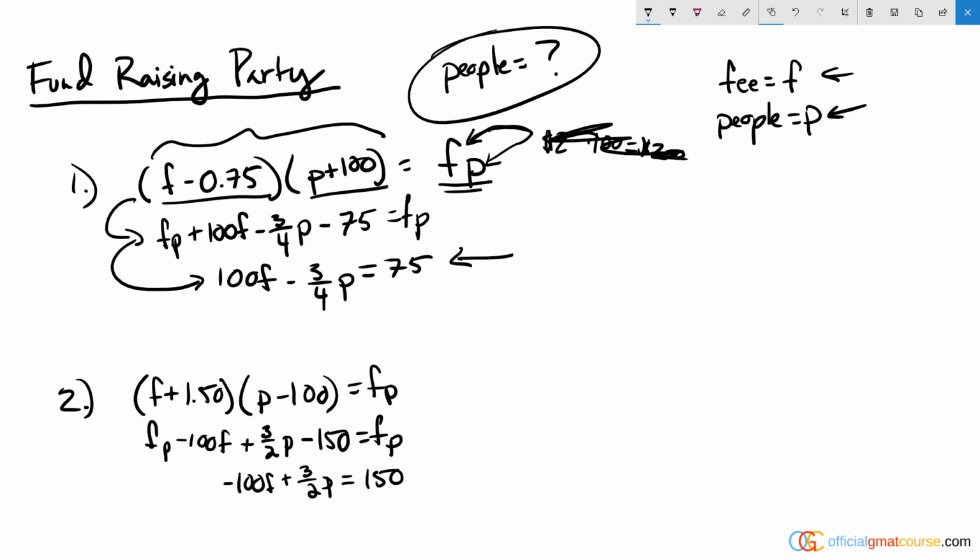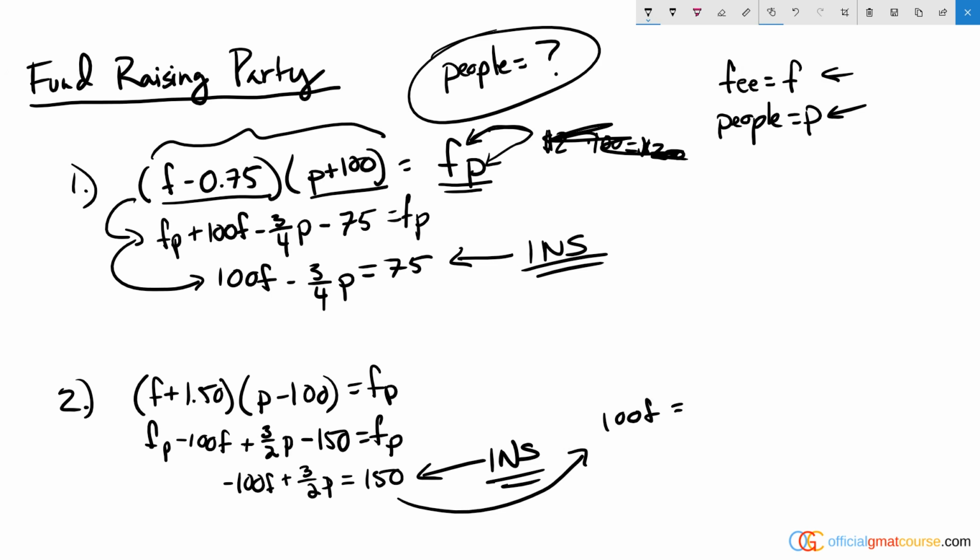But we don't know what F and what P are because we have two variables in one formula. This is insufficient. The second statement works out pretty much the same way, and we end up at this formula, which is also insufficient. But when I take the two formulas together, if you look at them, I could represent each formula in terms of 100F. So I could change this formula to be 100F equals 3/2 P minus 150.